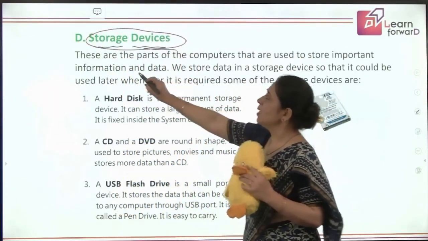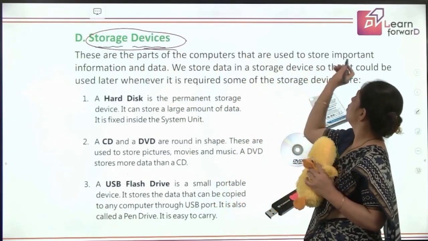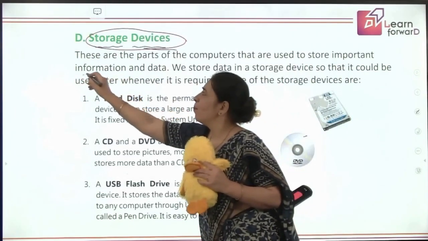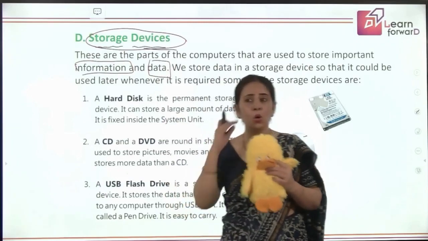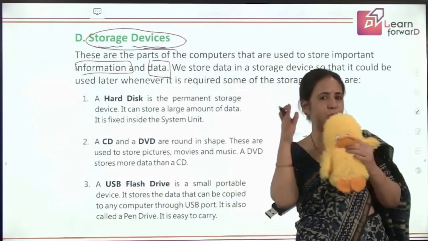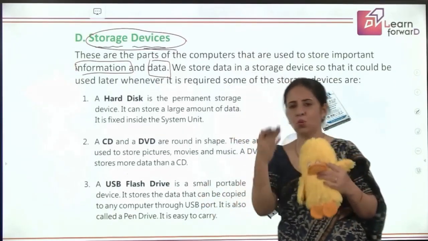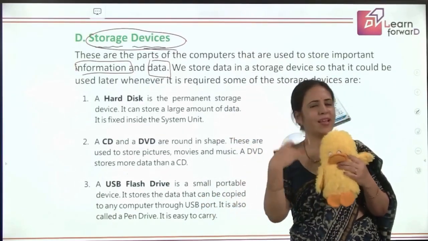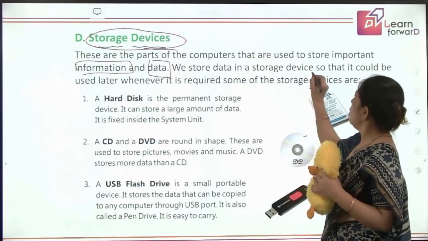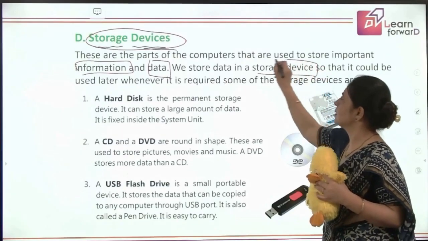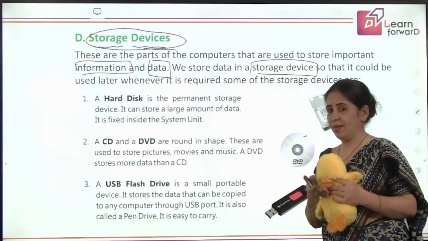Now let's read. These are the parts of computers that are used to store all important information and data. See, raw data could be stored in the computer memory. Processed information could also be stored in the computer memory so that we could extract it whenever we require it. Okay? So we call them storage devices. And we are going to learn about different storage devices here.